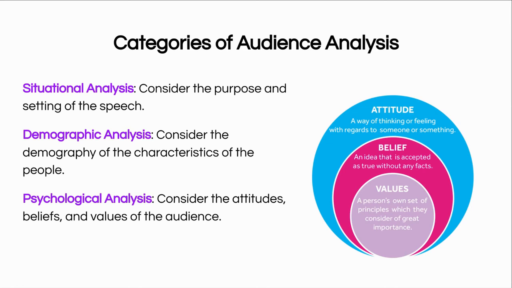Now, there are different categories of audience analysis that your textbook talks about. There are five overall. Situational is considering the purpose and the setting of the speech. For example, sometimes I teach night classes, and the purpose of taking a night class is often because people work full time, and then the setting is late at night and people are tired. So having a good situational analysis or understanding of my students who are taking a night class is really important.